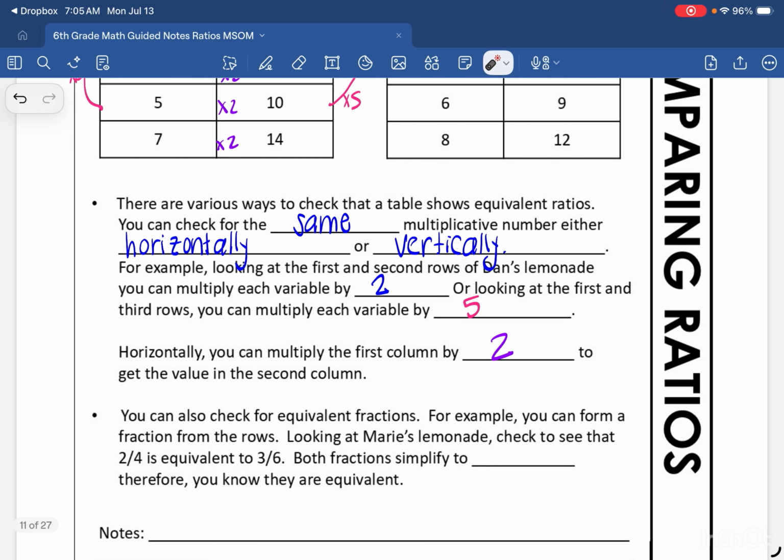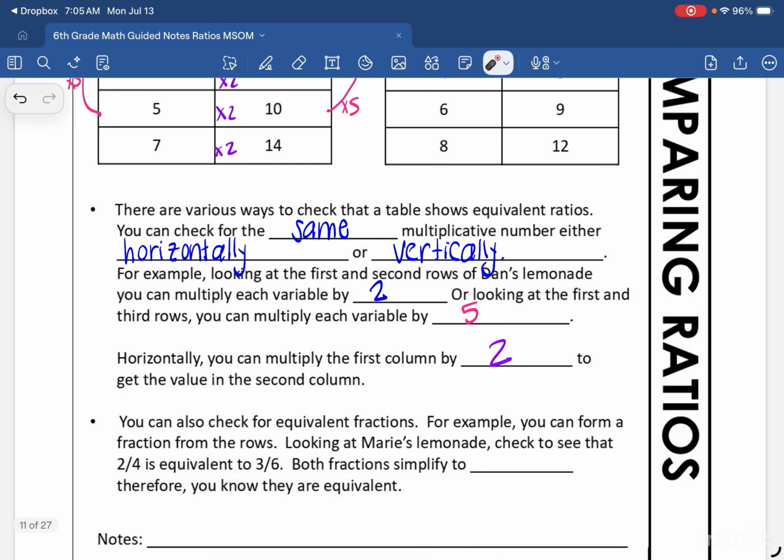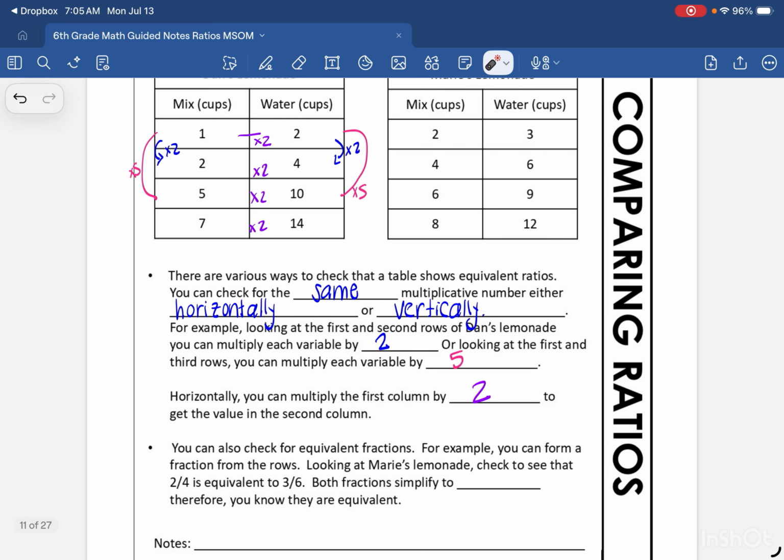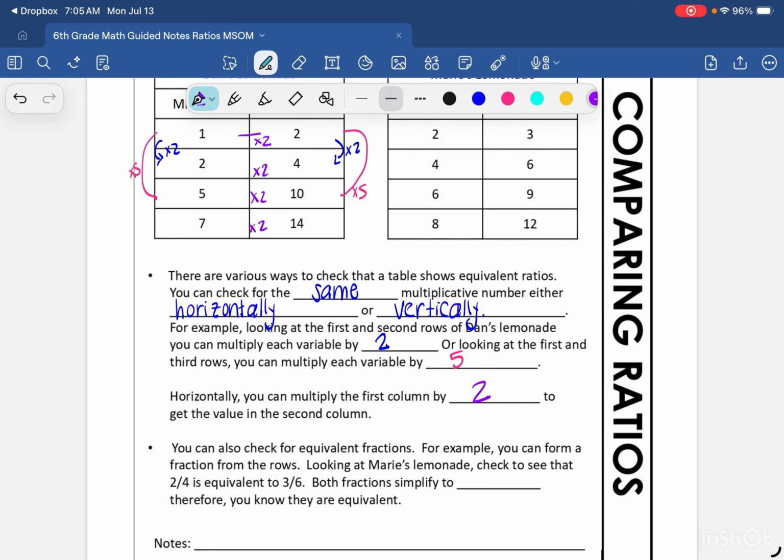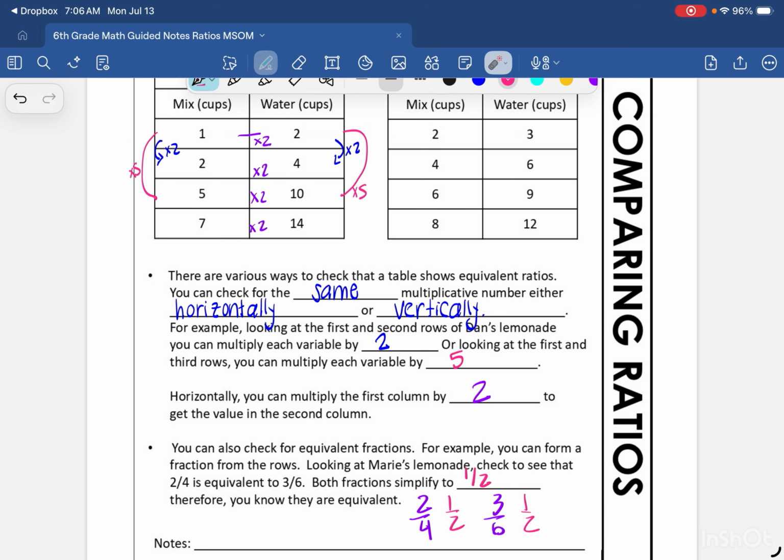You can also check for equivalent fractions. For example, you can form a fraction from the rows. Looking at Marie's lemonade, check to see that 2/4 is equivalent to 3/6. 2/4 comes from this right here. 3/6 comes from that right there. So if 2/4 is equivalent to 3/6, let's check if they are. So we have 2/4 and 3/6. Those both will reduce to 1/2. Therefore, you know they are equivalent.